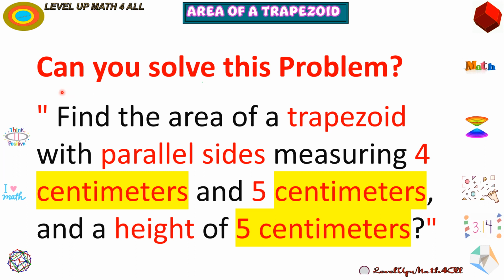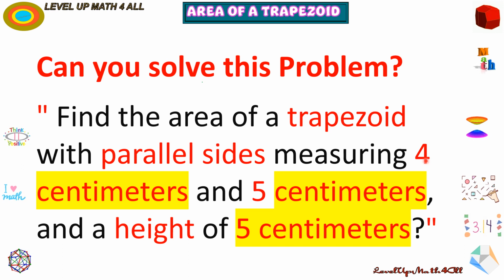Okay, now it's your turn to solve this problem on your own. The problem is to find the area of a trapezoid. Find the area of a trapezoid with parallel sides measuring 4 centimeters and 5 centimeters and the height of 5 centimeters. You see here, you got the problem with centimeters. Your answer should be in square centimeters. That is a funda one.